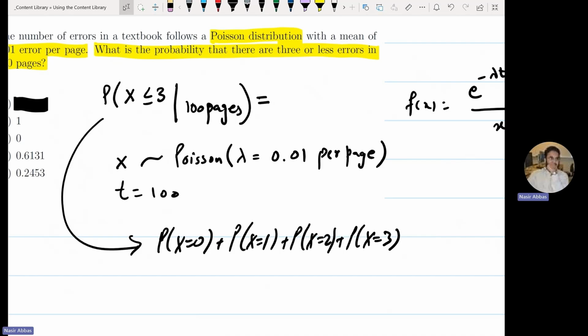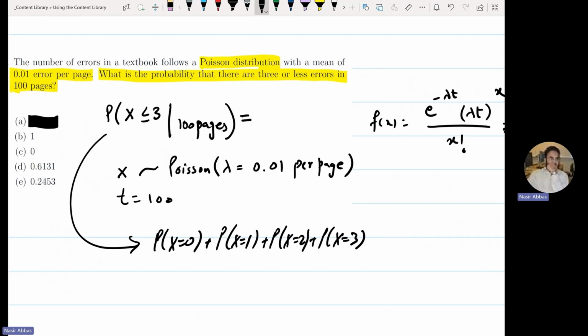Isn't it bounded? No. In the 100 pages, how many errors can be there? There can be 1 error, there can be 2 errors, there can be 1,000 errors, there can be any number of errors. So how will you find this? Now the trick, last trick. How will you find probability of X equals 0? By plugging in X equals 0 in that function on the right top. E to the power minus, what is lambda?